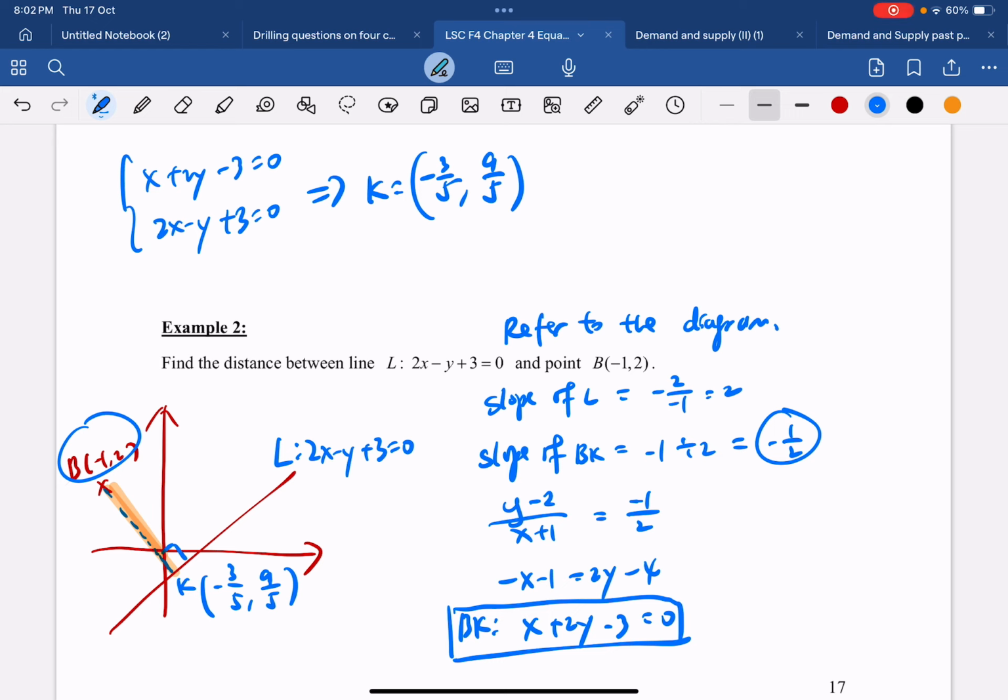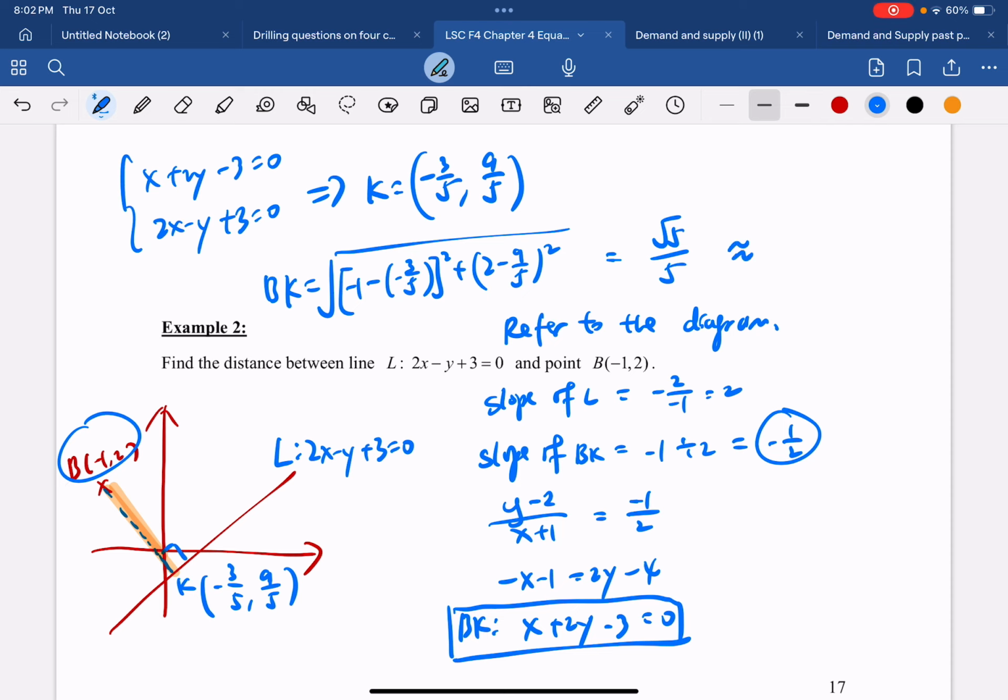So now, by using the distance formula, you can get the distance, which is also root 5 over 5. But for sure, if you press the decimal places, then you'll find out it's actually the same answer as well. So if you correct to 3 decimal places, it should be 0.447 units.